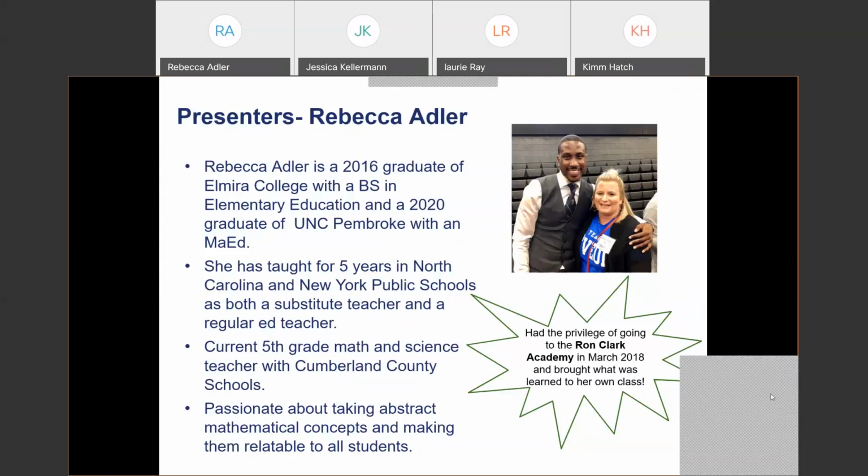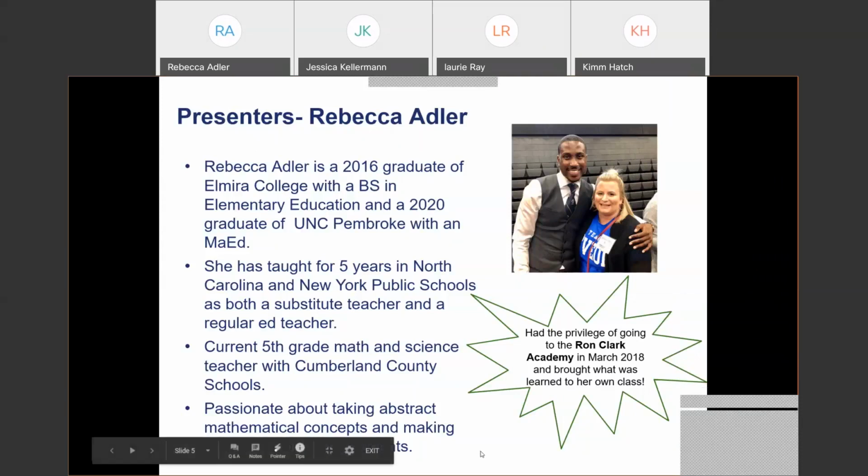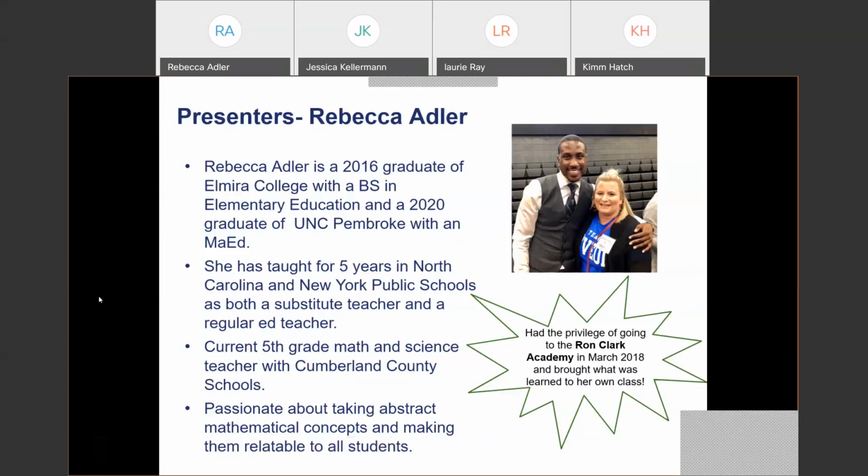With the teacher from Ellen DeGeneres, that was a North Carolina teacher who actually now teaches 4th grade at the Ron Clark Academy. Back in 2018, I had the amazing privilege to go to the Ron Clark Academy and learn from Ron Clark himself and all of the educators there at that school. It was so amazing, and I've definitely taken a lot of the things I learned there, especially when it comes to physical activity and trying things outside the box, and have brought it to my own classroom.